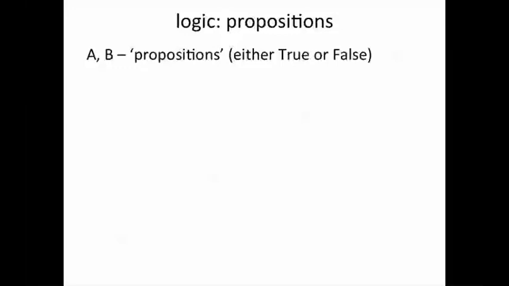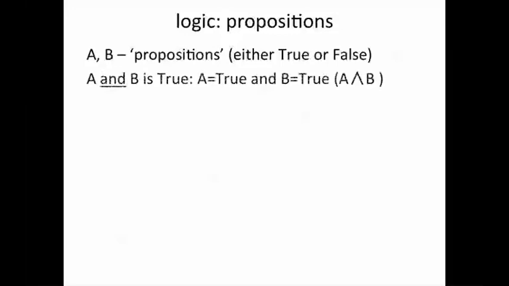So if A and B are two propositions, the combination A and B is true means that A is true and B is true, and that's written in this way as A and B. This is very basic stuff, and most of you must have studied it, but this is just to get everybody back on the same page.